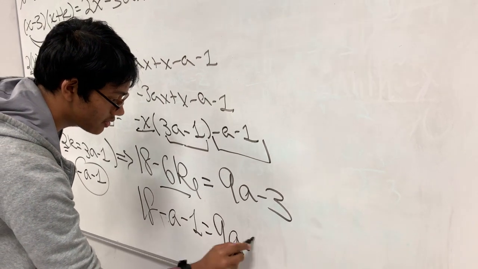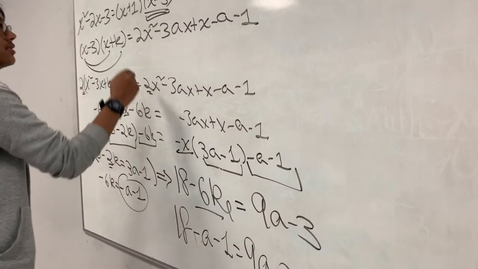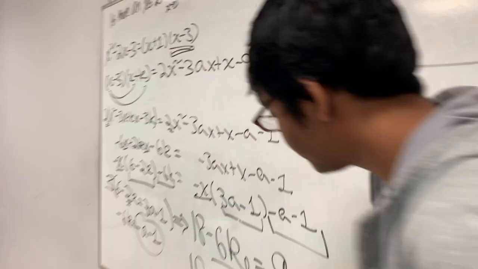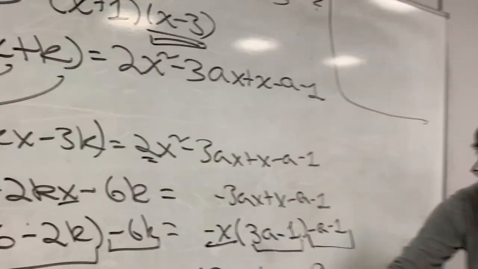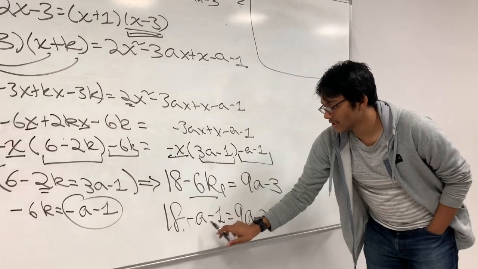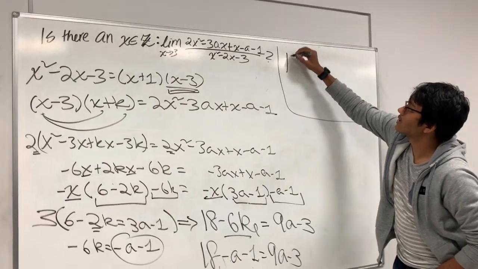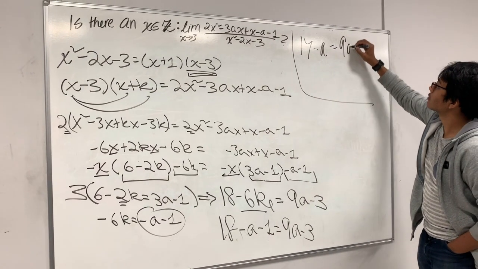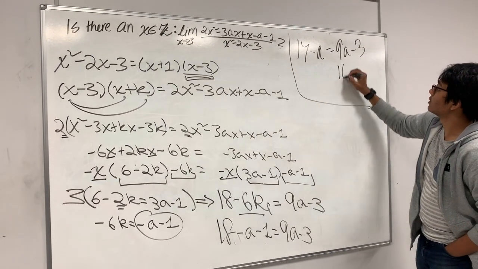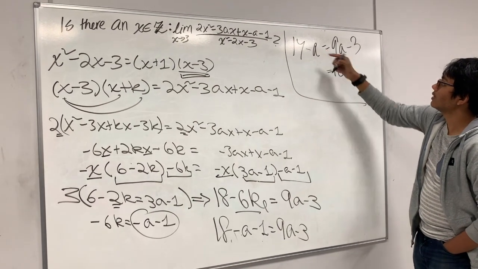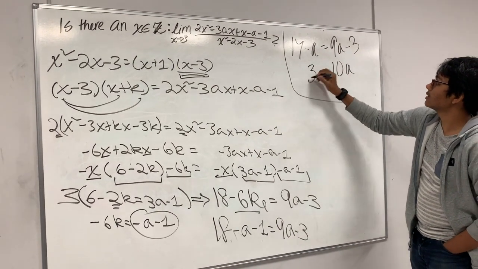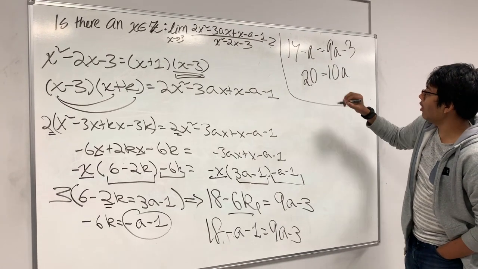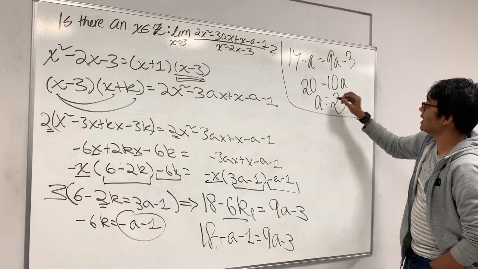Okay, now we are very close to finding a. So you can see here the left hand side simplifies to 18 minus 1 is 17 minus a, which is equal to 9a minus 3. So you probably already found out in your head. Add a to both sides, add 3 to both sides. This 17 plus 3 is 20. So now we find that a is 2.